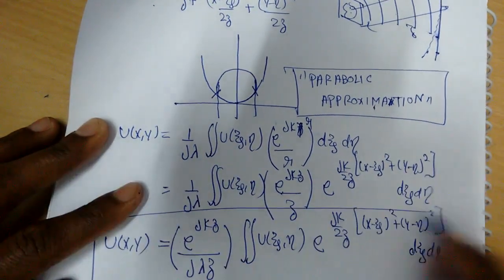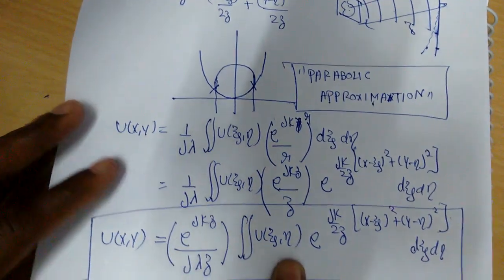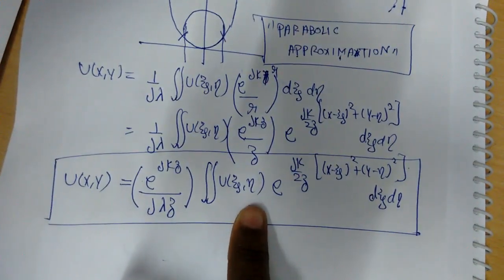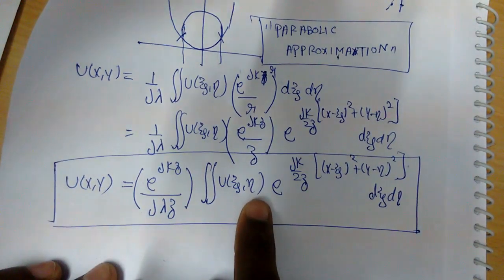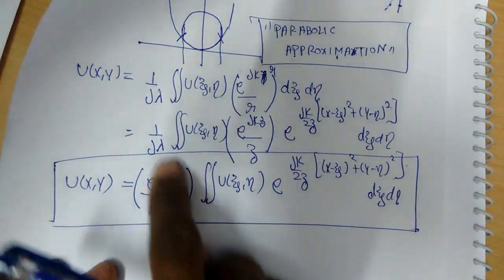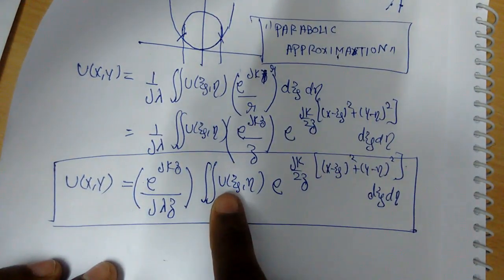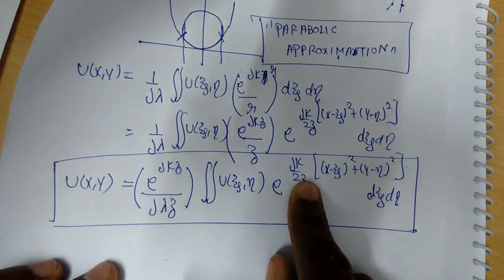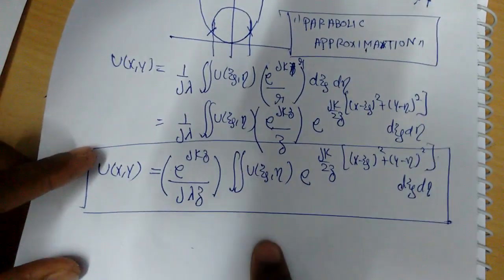diffraction integral. If you are familiar with the concept of convolution, you can very easily interpret this equation in terms of a convolution operation. So what is this? This integral is nothing but the convolution of the transmittance function of the aperture with a quadratic phase function. Let me tell you what is convolution.